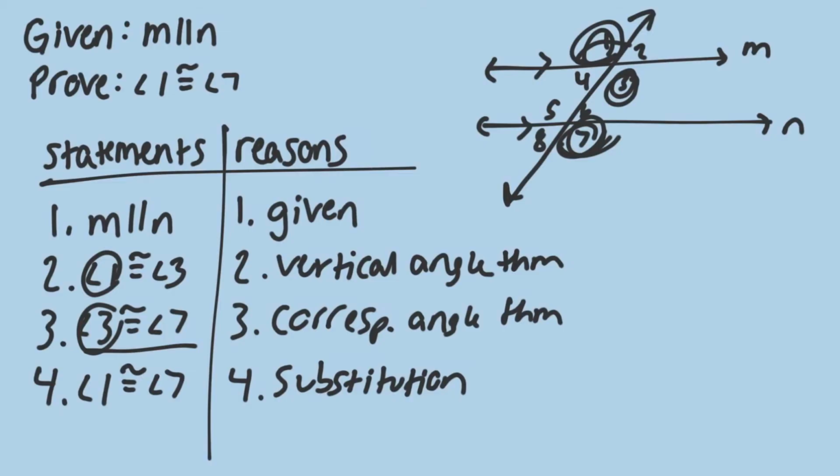There are multiple other ways that we could have proved this. For example, we could have connected 1 to 5 by saying they were corresponding, and then 5 to 7 because they're vertical angles. Or we could have connected 1 to 3 because of vertical, 3 to 5 because alternate interior, and then 5 to 7 because of vertical. So there's many ways of proving these theorems. I would just recommend picking whatever makes the most sense to you rather than necessarily what's the shortest.